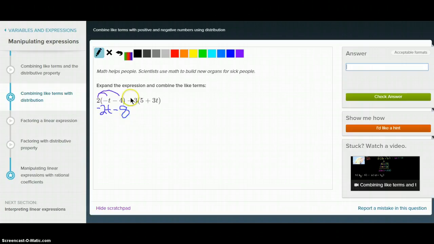Alright, now this one we're going to multiply negative 3 by each of these two. So negative 3 times 5 is negative 15, and then negative 3 times 3t is negative 9t.